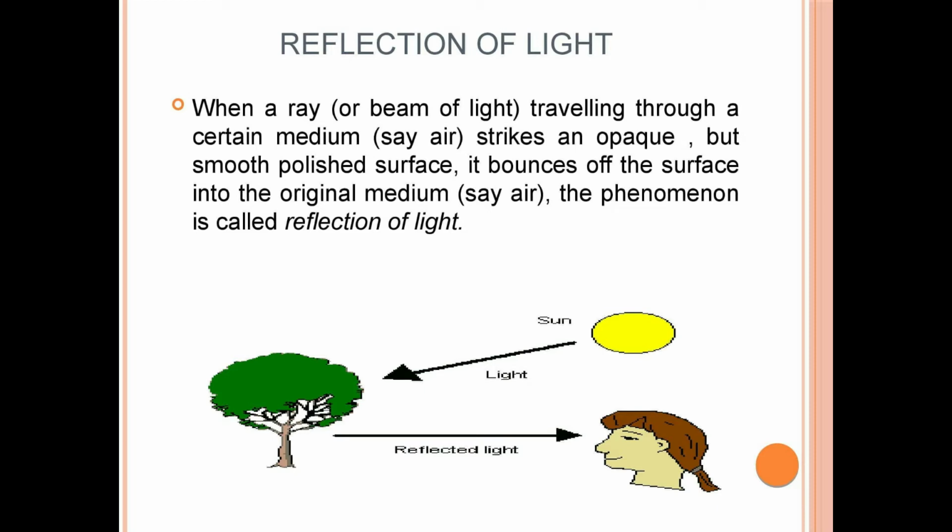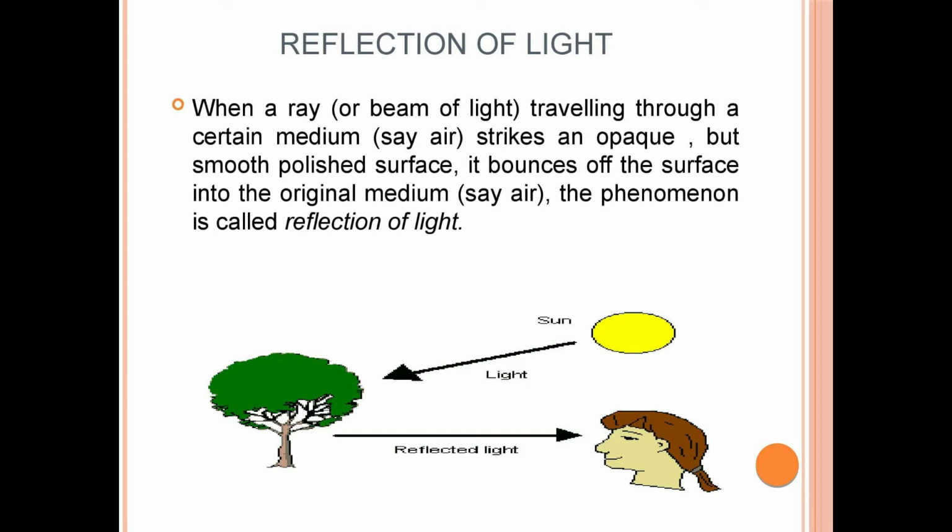Reflection is defined as when a ray or beam of light traveling through a certain medium, say air, strikes an opaque but smooth polished surface, it bounces off the surface into the original medium, say the air. The phenomenon is called reflection of light.